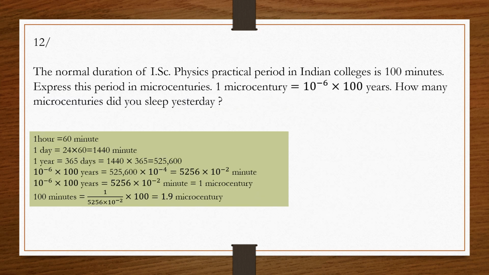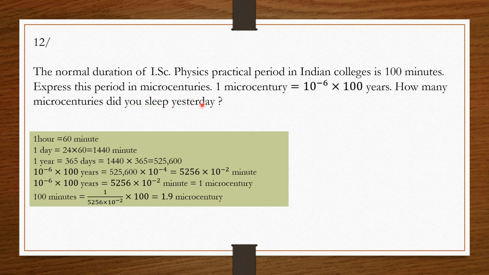Then here is our second question, that is, the normal duration of a physics practical period in Indian colleges is 100 minutes. Express this period in microcentury. 1 microcentury is given as 10 to the power minus 6 into 100 years. And the second question is, how many microcenturies did you sleep yesterday?